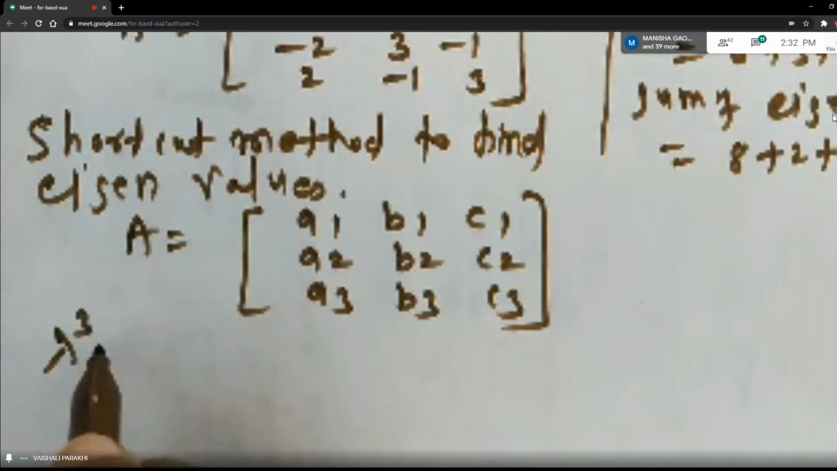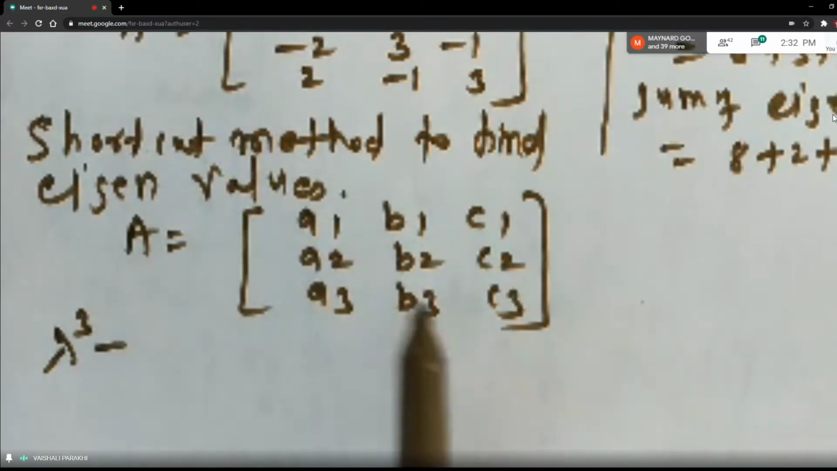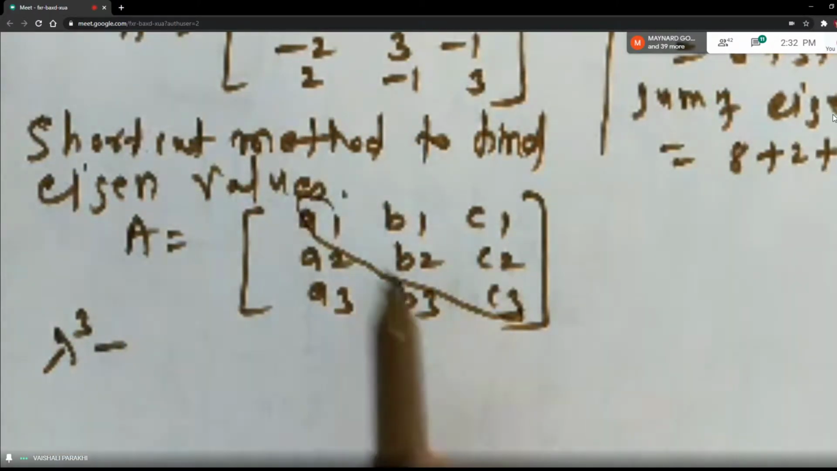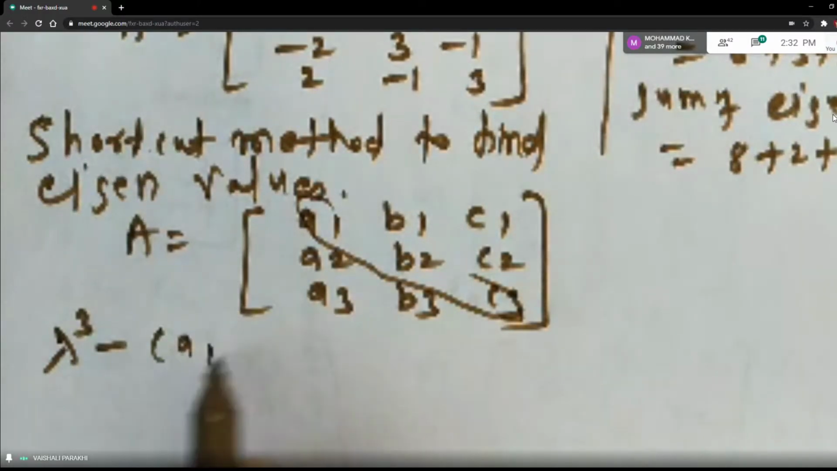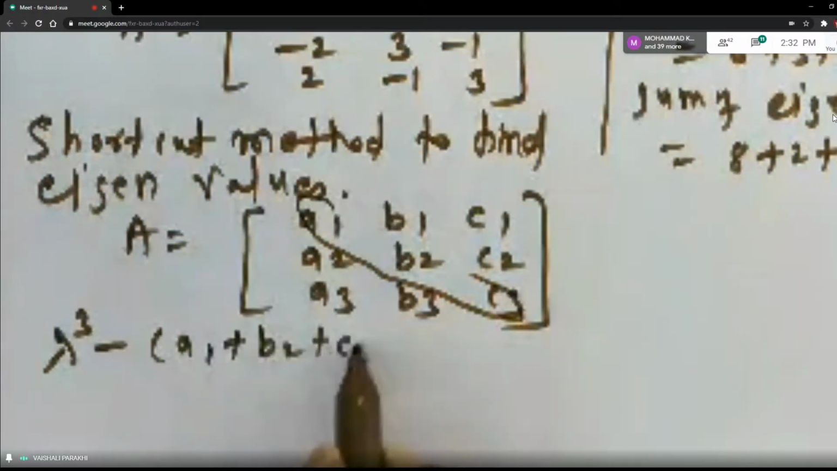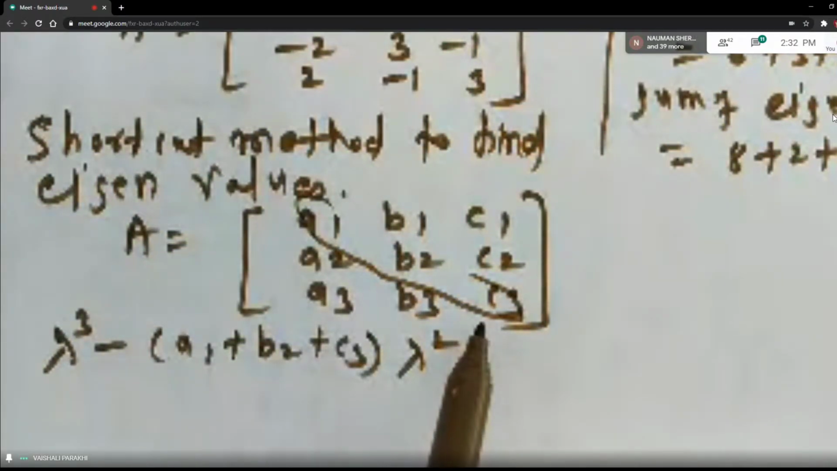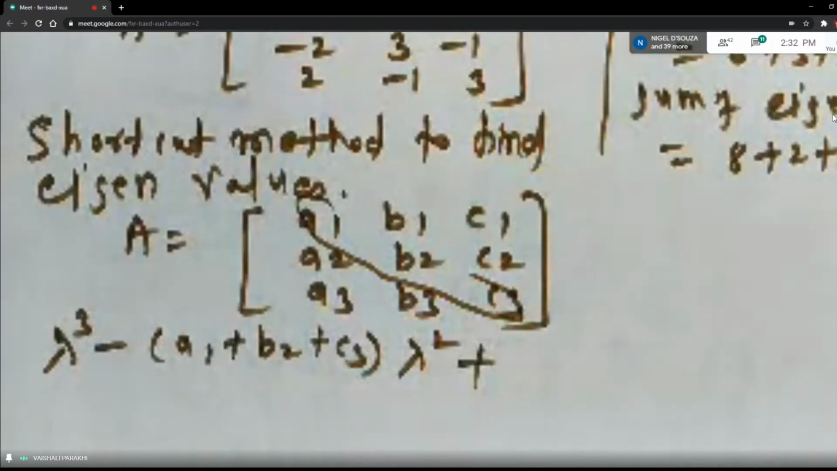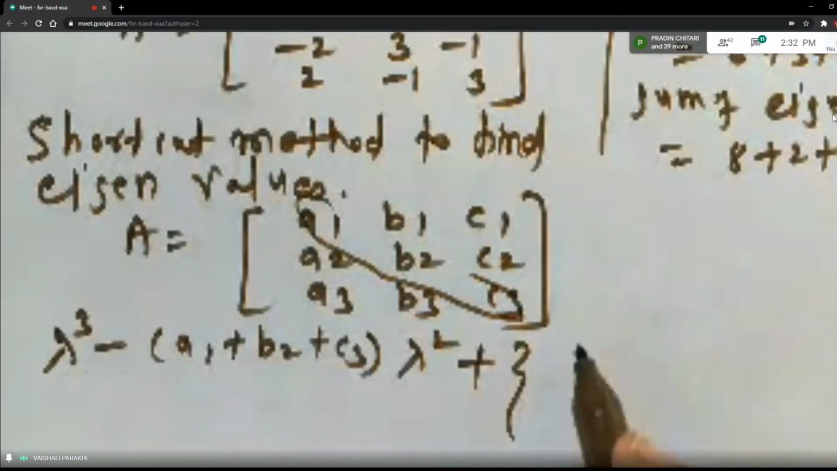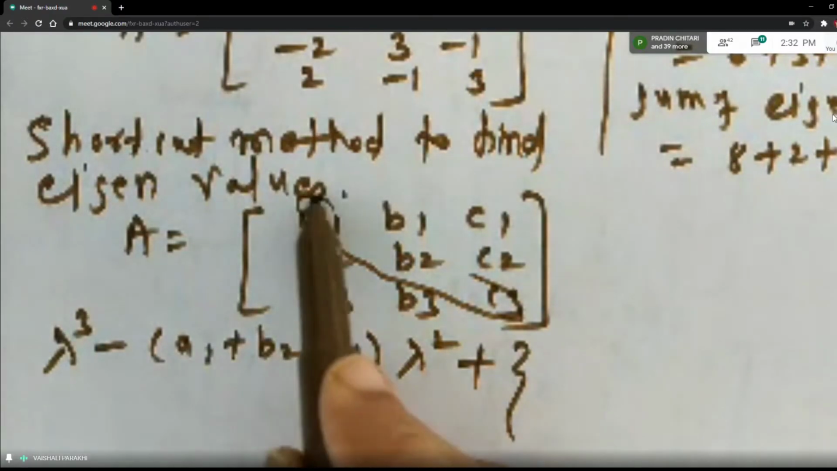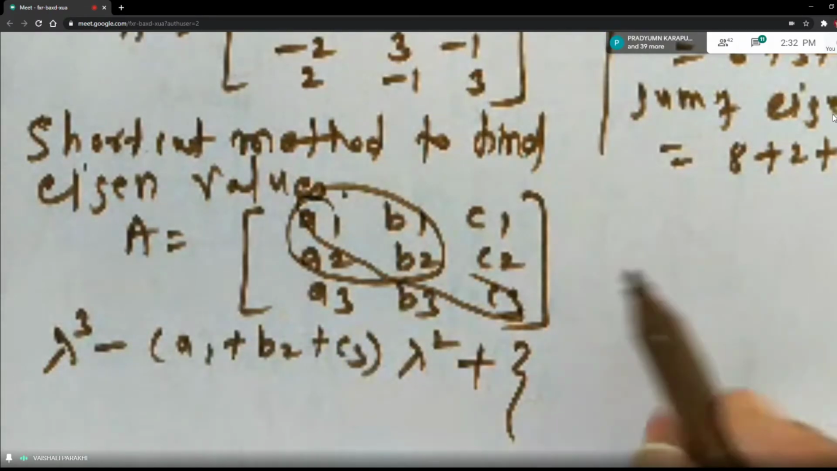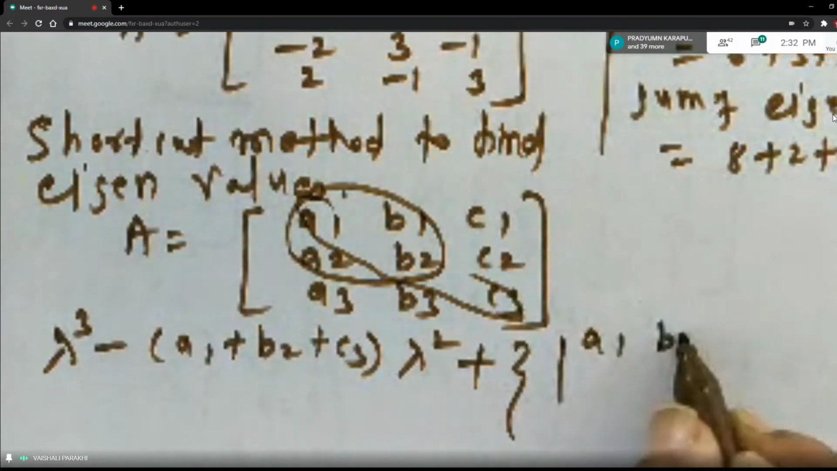Minus the sum of all the diagonal elements, students, that is A1 plus B2 plus C3, and this is the coefficient of lambda square. So the first term is lambda cube, then lambda square, with the coefficient being the sum of the diagonal elements with a minus sign. Then next is plus, alternate changes in the sign. Now see what I do here. I take the three minors. The first minor is the first corner of the given matrix, that is A1, B1, A2, B2.